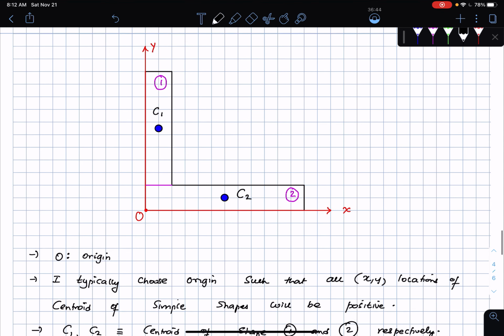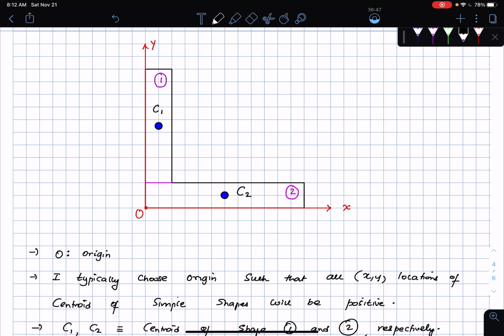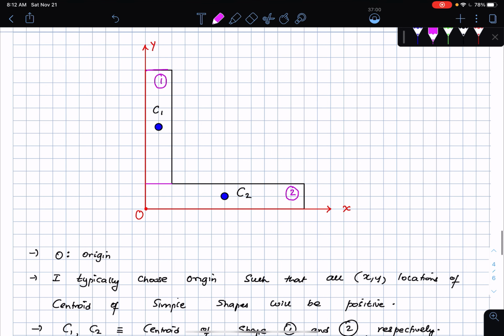Okay, so far so good, right? We draw the figure that we are given, we choose an origin, and then based upon that particular origin, we write the centroid of these individual shapes. Okay, so maybe just to heighten the presence of these things, let me say that this entire thing is made up of one color here.